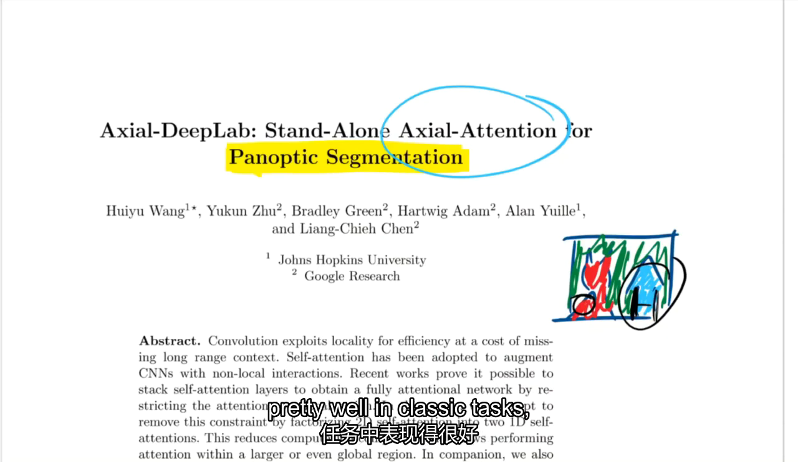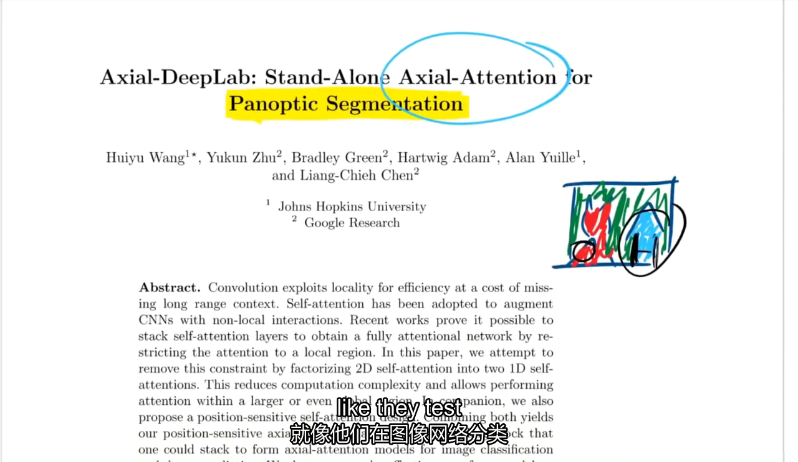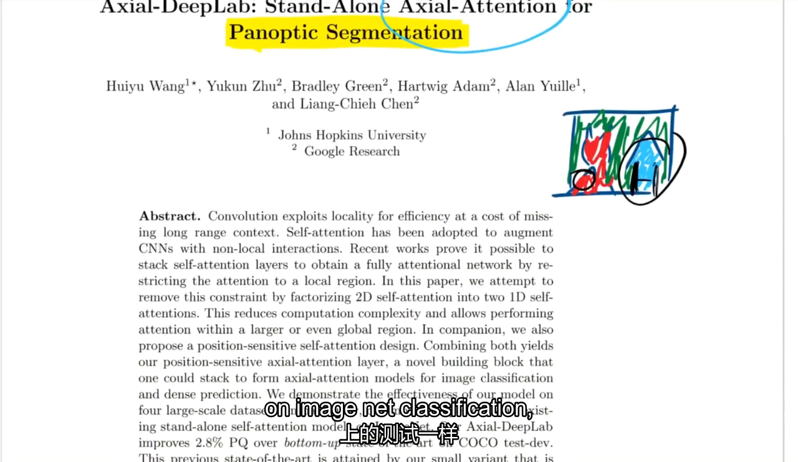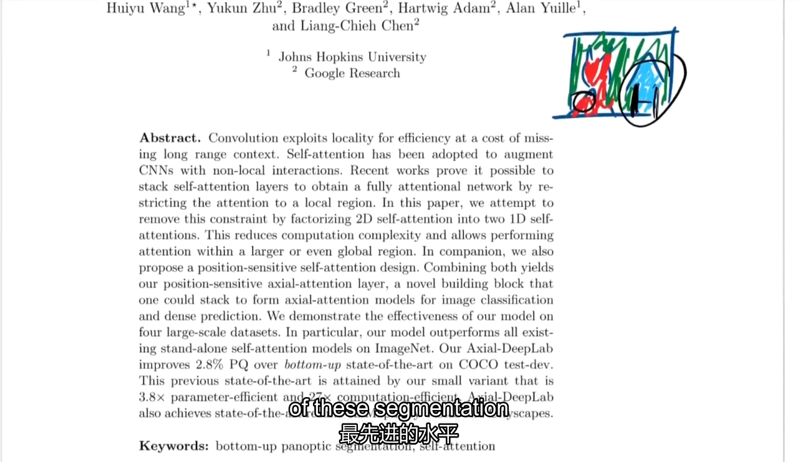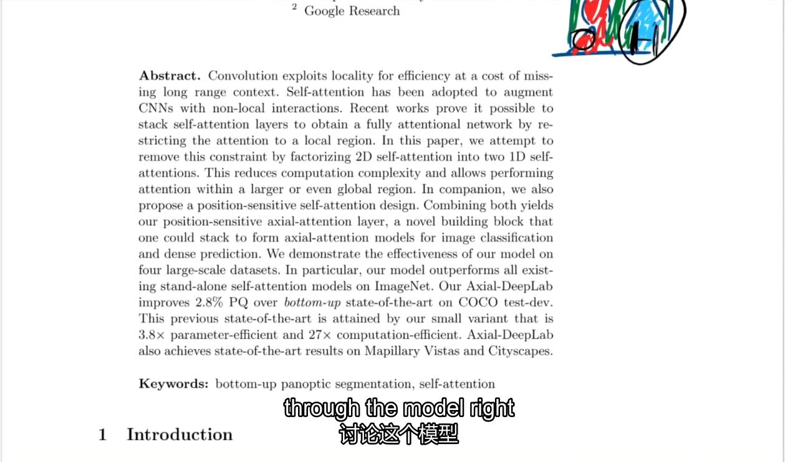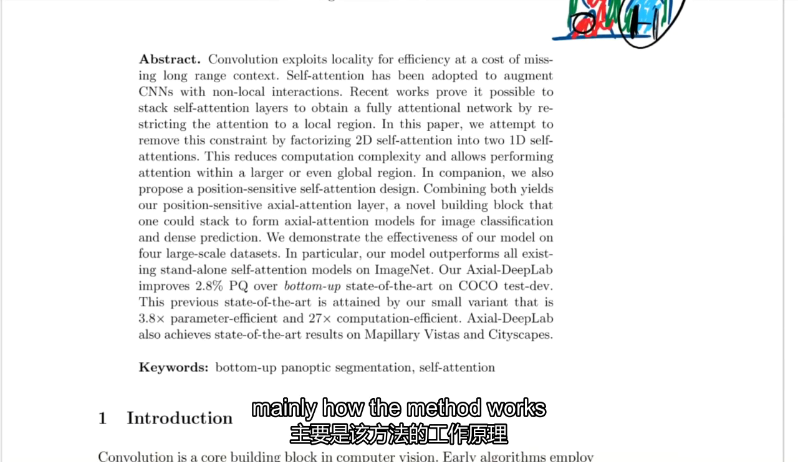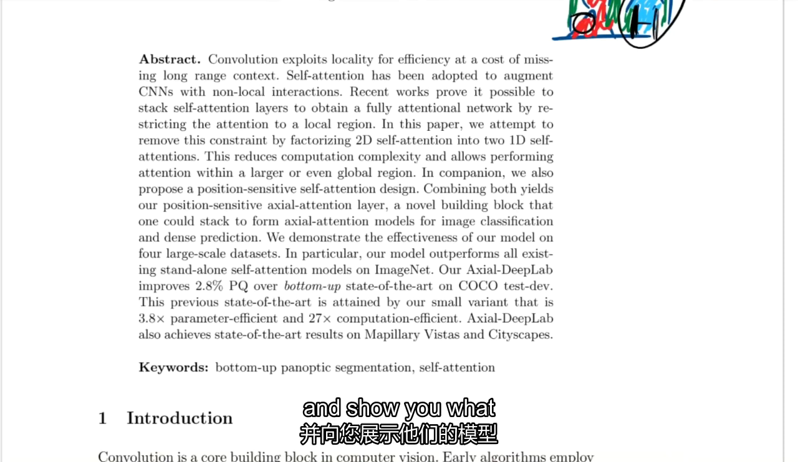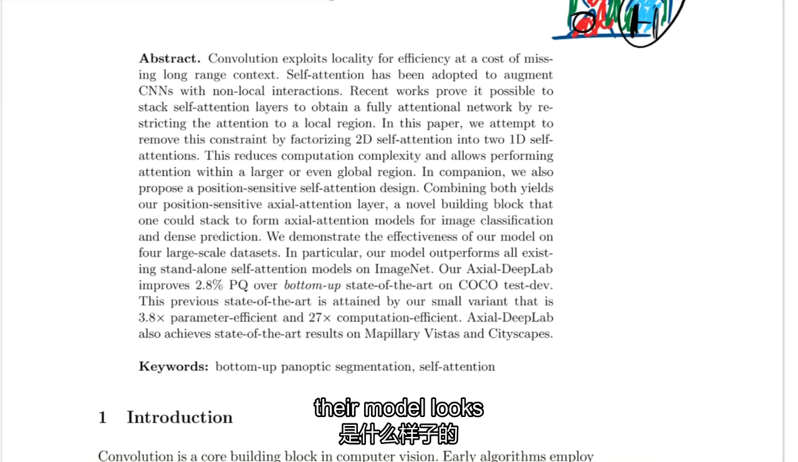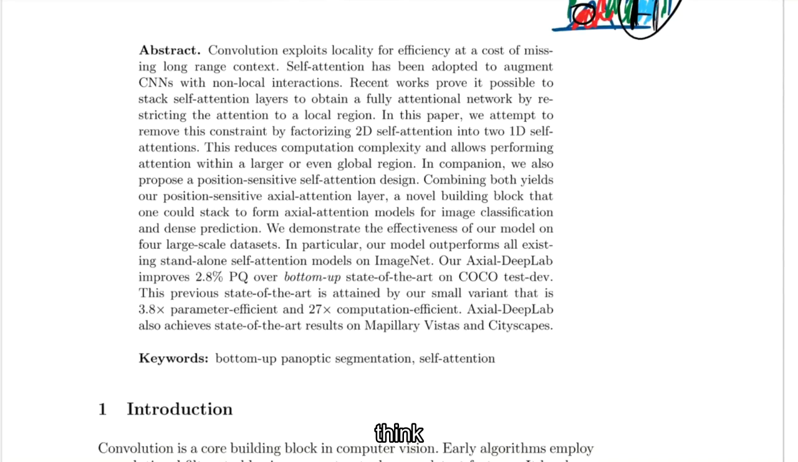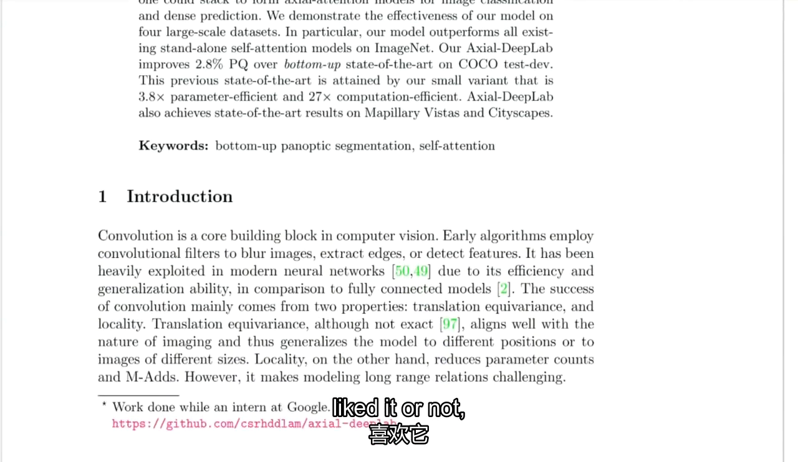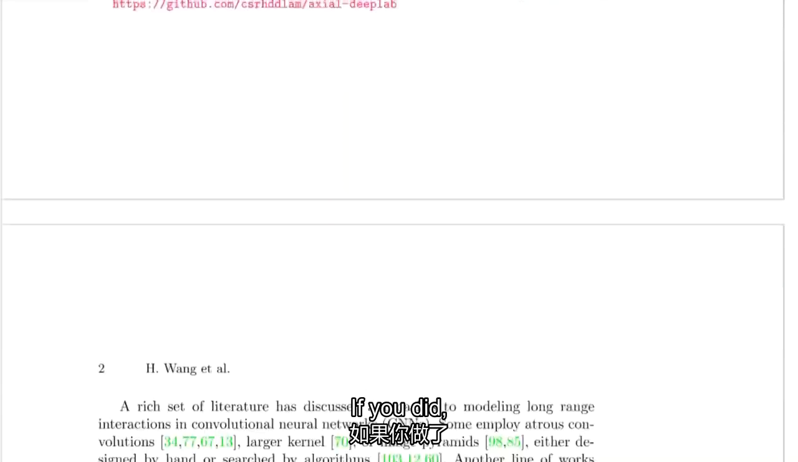And they perform pretty well on classic tasks, like ImageNet classification, and they achieve state-of-the-art on some of these segmentation tasks. So we'll go through the model right here. This is a very extensive paper in terms of experimental evaluation. What I want to get into is mainly how the method works and show you what their model looks like. So we'll go through it, and as always, let me know what you think in the comments and tell me if you liked it or not. Share it out if you did.